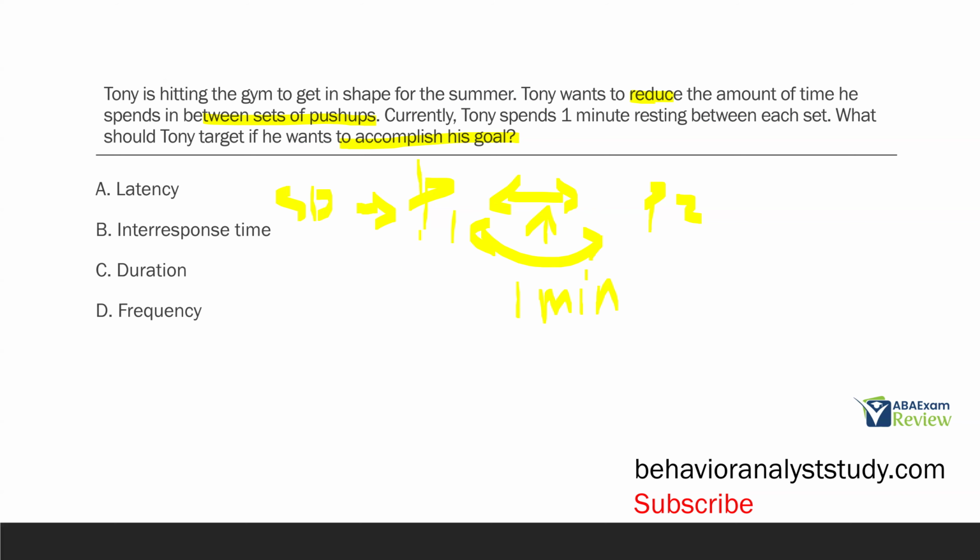We're focused on this set, which is time in between responses, which, another way to put it, is B, interresponse time. Tony wants to target interresponse time, time in between responses. What about C, duration? Duration would be how long it takes him to do a set of push-ups. We're looking at time in between. Latency and interresponse time measure time in between. And then frequency, how many push-ups? Tony's not measuring how many push-ups. He's measuring how long he's resting between sets of push-ups. So if Tony wants to accomplish his goal, he's looking at B, interresponse time.